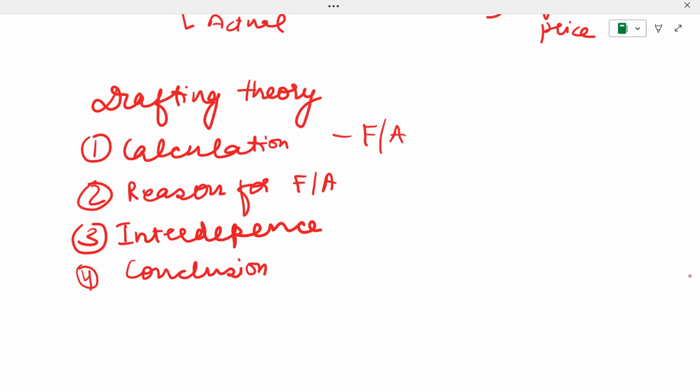So this is how you're going to draft your theory. If your theoretical answer has all of these four elements, then nothing can stop you from getting good marks.